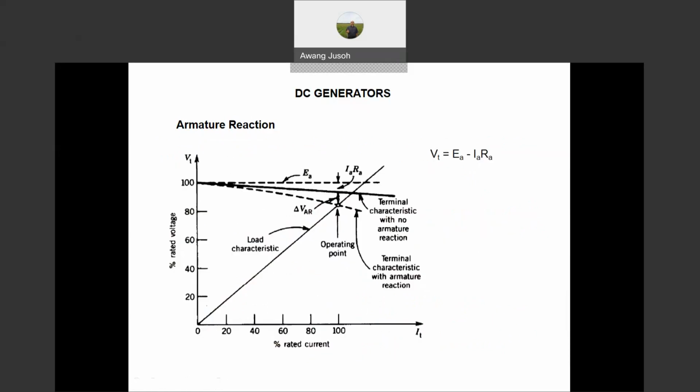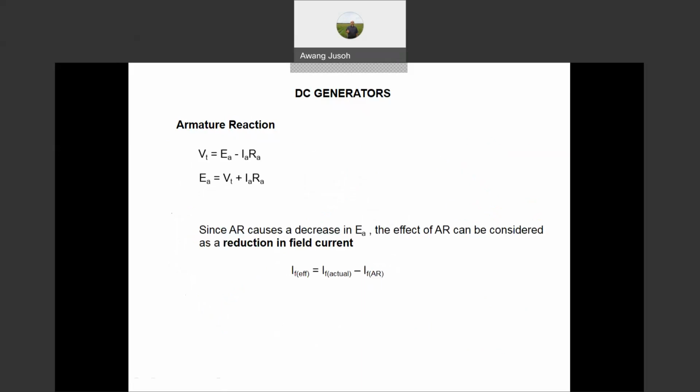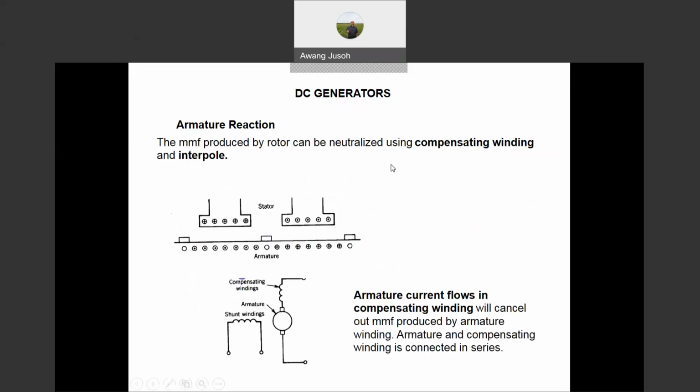Yeah, there are ways to do that. So here we show you how we can do that. The first, we can use what you call the compensating winding and interpole. There are two ways: compensating winding and interpole. This compensating winding and interpole winding must be connected in series with the armature circuit, because the current that flows here will be proportional to the drop in the armature winding. When current increases, the same current increases in the winding. That's why we need to put it in series like that.